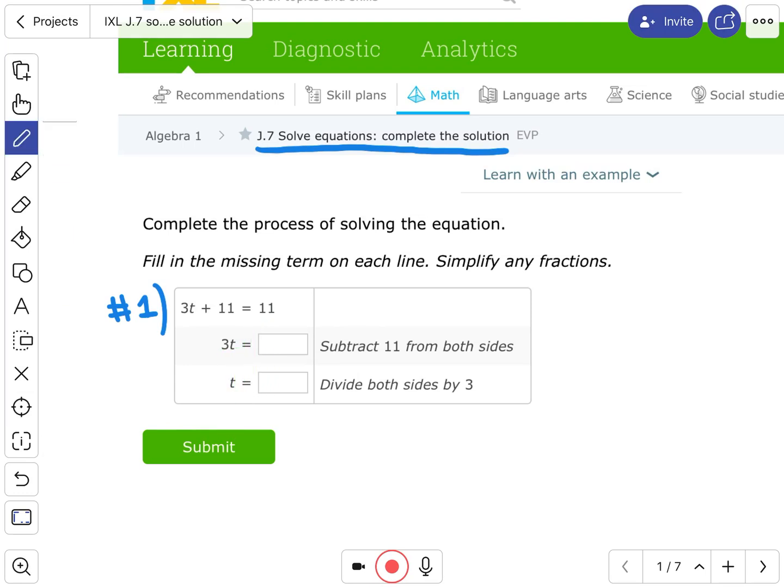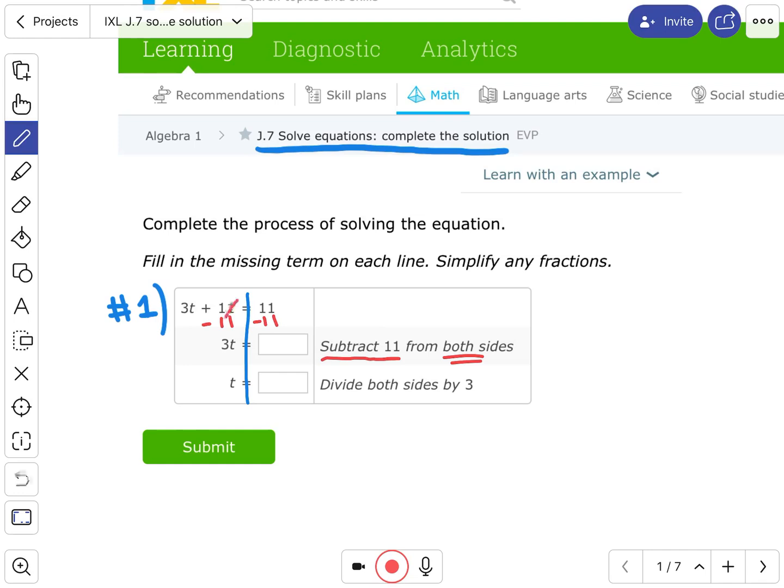And I think it would be good just to draw a line down the middle, that way the equal signs are lined up. Now, the interesting thing is it tells you what to do. Subtract 11 from both sides, which is the left side of the equal sign and the right side of the equal sign. So subtract 11 from both sides. So I'm going to subtract 11 here and subtract 11 here.